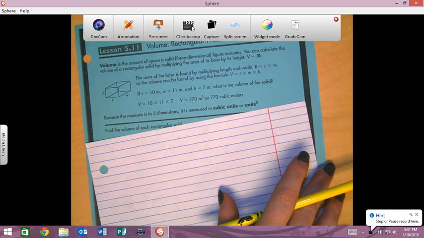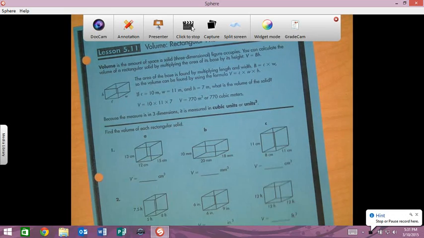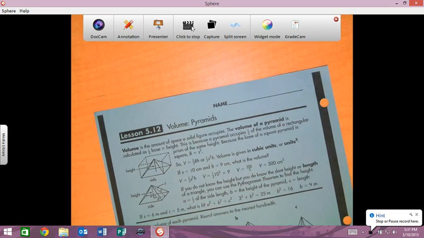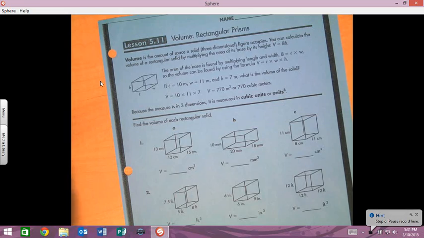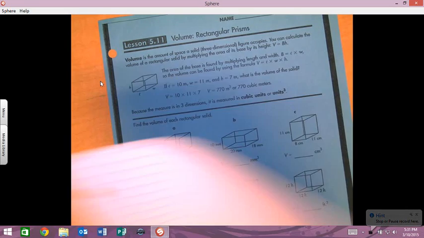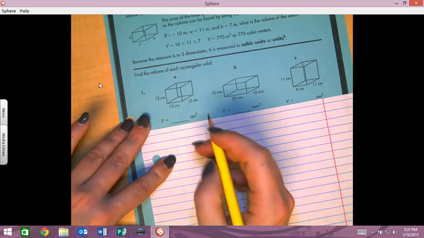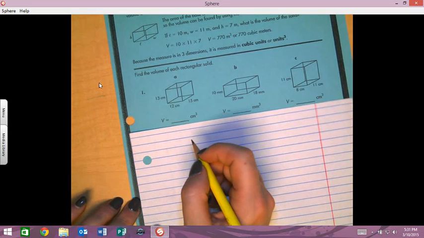Hey guys, this is the video for volume of rectangular prisms and volume of pyramids. I'm going to work a couple of these out with you before you have to complete the rest on your own. So, remember when we're finding volume, our volume formula is always going to be big B times H.